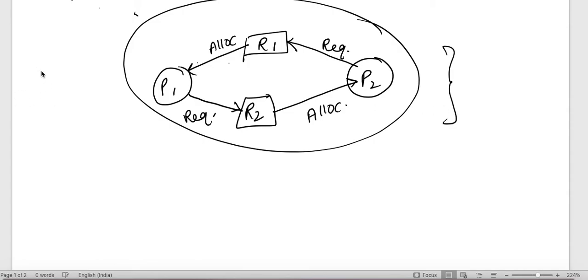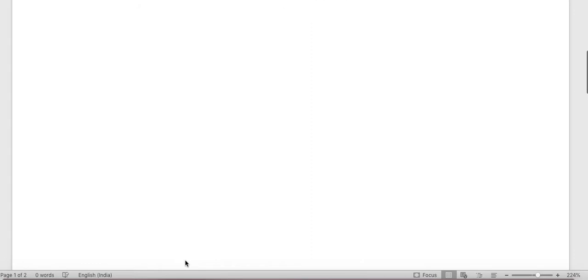Because all four conditions exist simultaneously here: mutual exclusion, hold and wait, circular wait, and no preemption. If preemption is not allowed, you can't complete any of the processes because one is holding and one is requesting, and the other is holding what the first is requesting. So that is why there is a deadlock. It can't be solved. Got it? Let's see one more example.